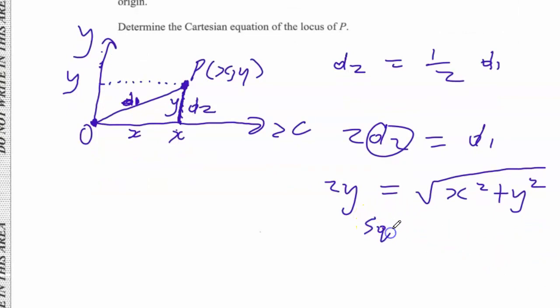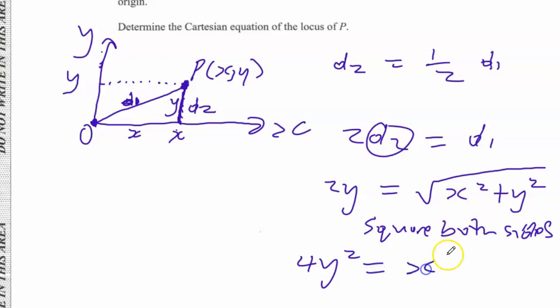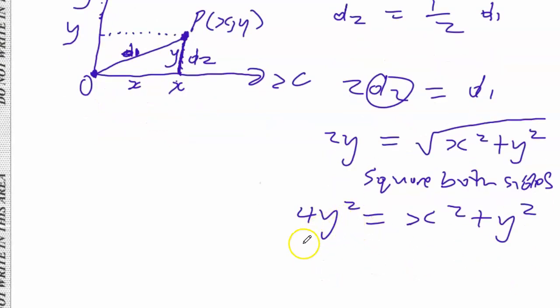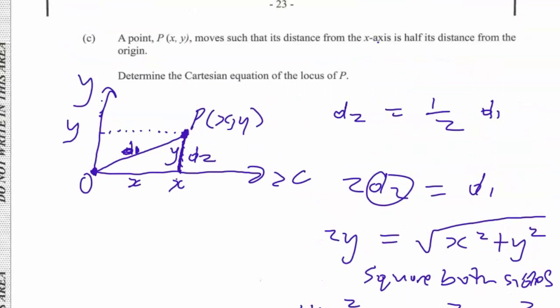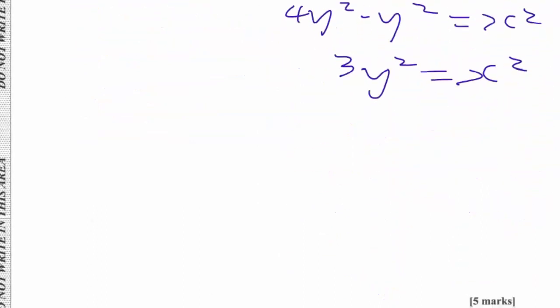If I square both sides, 2y all squared, that's 4y squared. Squaring the right-hand side, I'll just have x squared plus y squared. If I group the y squared terms together, I'll have 4y squared minus y squared equals x squared. So this becomes 3y squared equals x squared. We're asked for the Cartesian equation, so we have an equation in x and y. That would be it, the Cartesian equation of the locus.